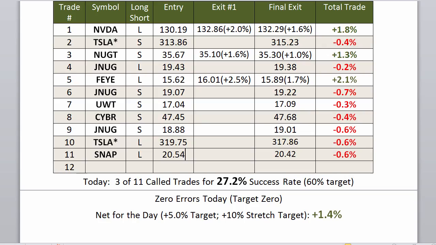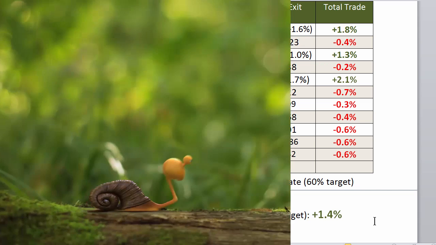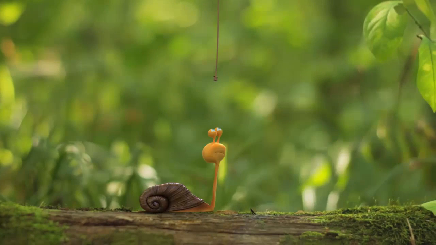And what happened as a result of that? We ended up with 1.4% to the positive for the day, which means about $140 with our model portfolio of $10,000 invested per trade. So it wasn't a real profitable day, but it didn't cost us anything anyway.